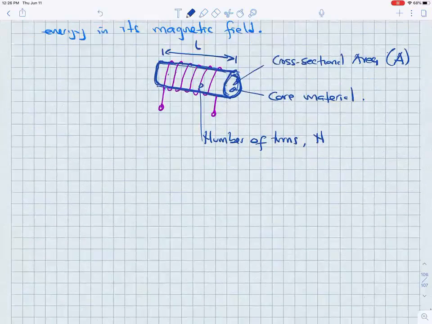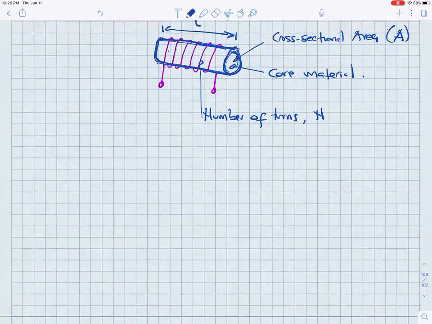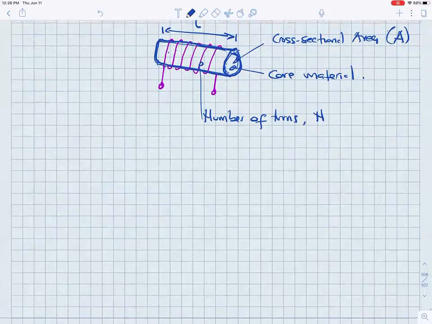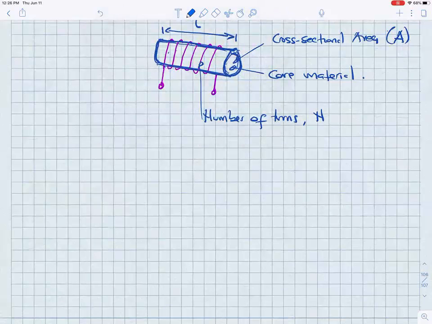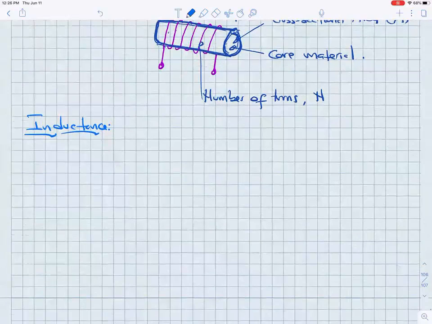So with this information, we can find the inductance, okay, which is the property of an inductor. Let's define that, and then we can write the formula for that. So the inductance is a property of the material where the inductor will oppose the change of current flow, right?